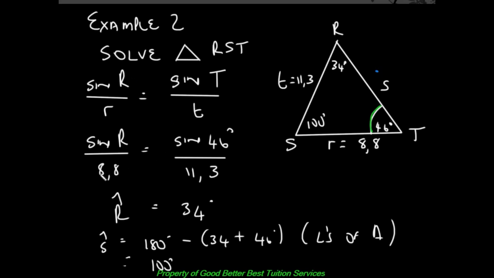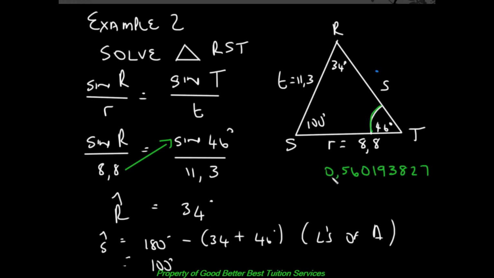Fill in what you've got. You've got r is equal to 8,8. Sine of t is sine of 46. And t is equal to 11,3. What do we need to do? We need to take that 8,8 and multiply it with sine of 46. However, once we've done that and you take your calculator, you are going to say 8,8 times sine of 46 divided by 11,3.